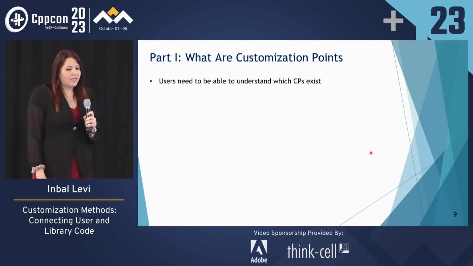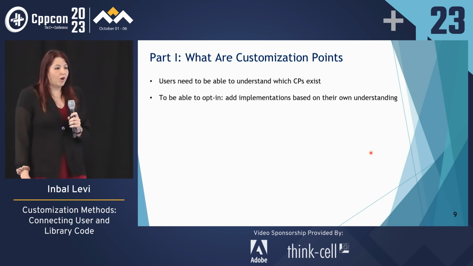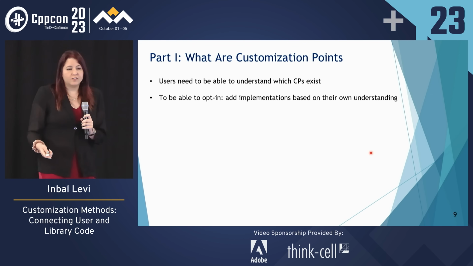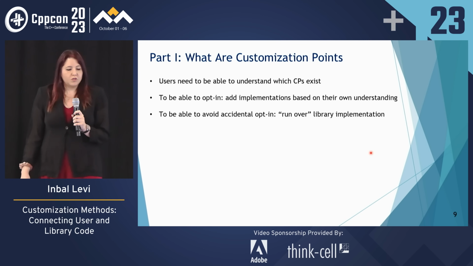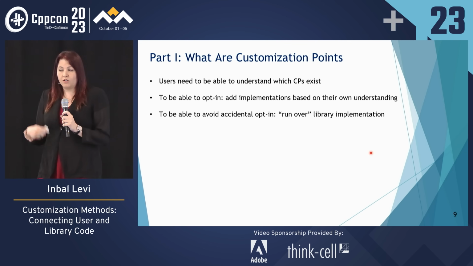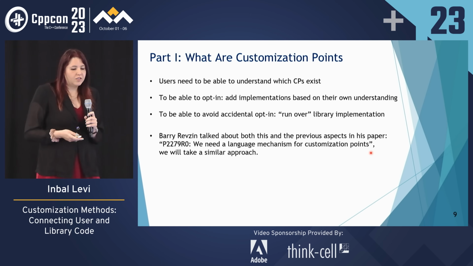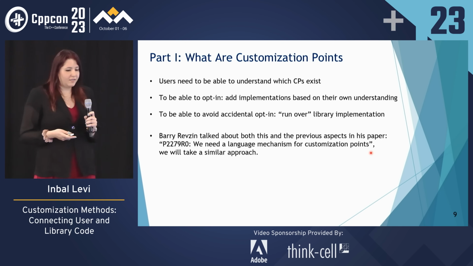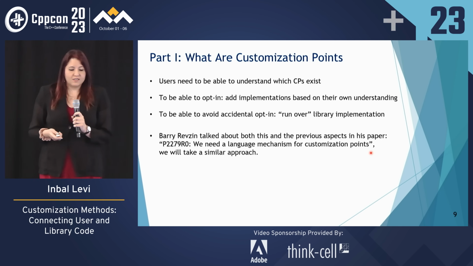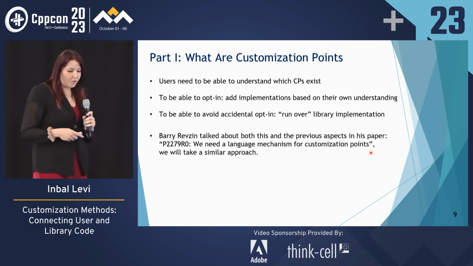So users need to be able to understand which customization points exist and to be able to opt in, add their own implementation, just like we saw with the logging. They also need to be able to avoid accidentally opting in, running over library implementation. So Barry Revzin talked about those aspects in a great paper that I really recommend everyone to read. We need the language mechanism for customization points, and this talk is going to take a very close approach.